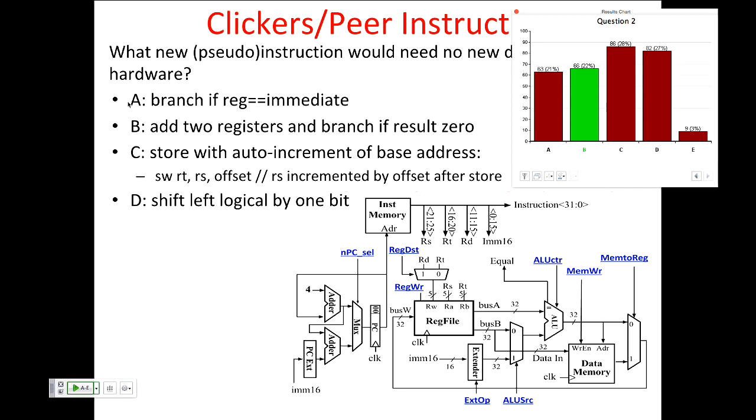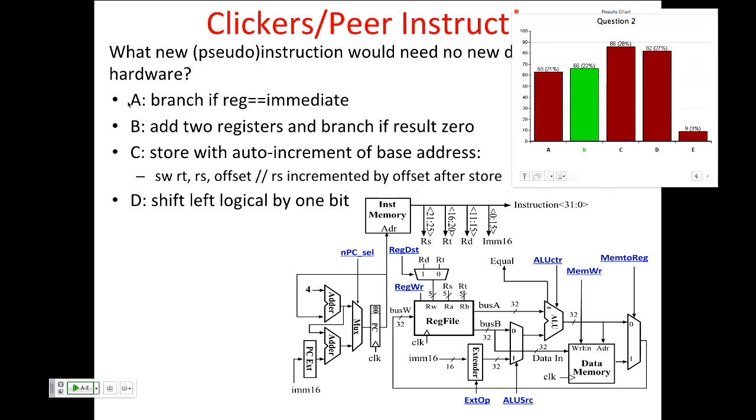There are a lot of caveats in each of the answers, but we're going to say B is the correct answer here. Because that one I can do without any external modifications to the data path. I just need to make sure my ALU is capable of doing that operation. Yeah, questions?